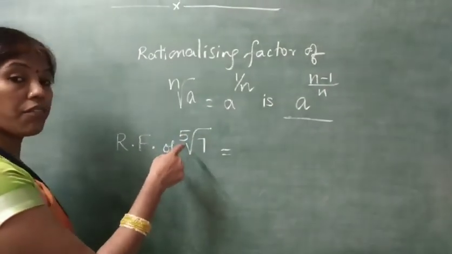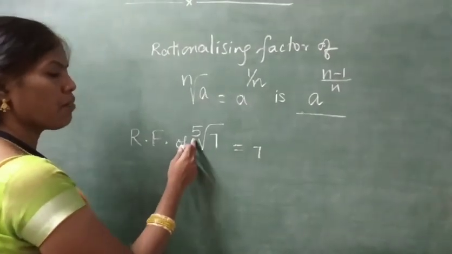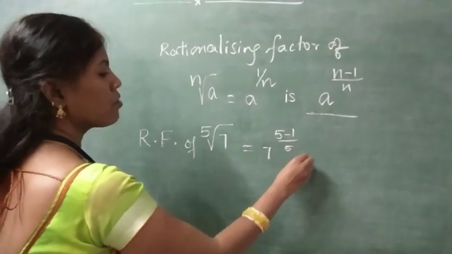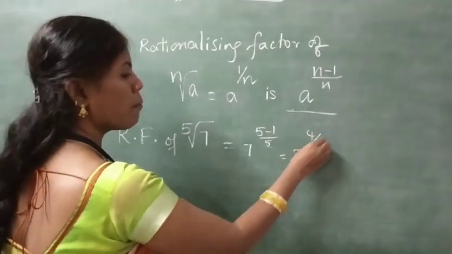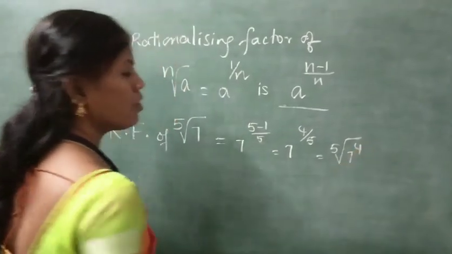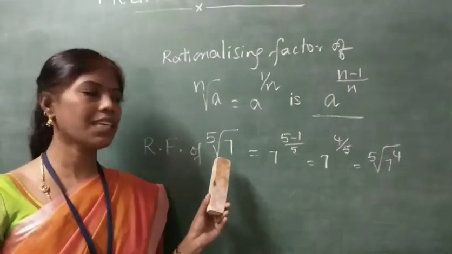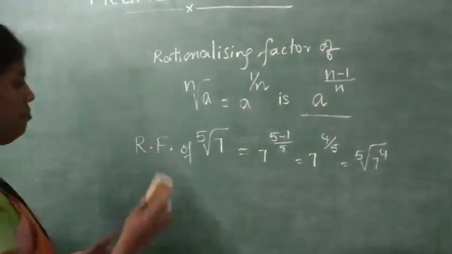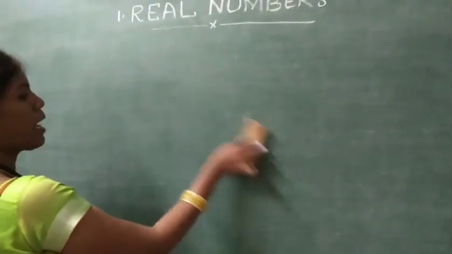So rationalizing factor of fifth root 7 is nothing but 7 to the power of, in the place of n what we are having? 5. So 5 minus 1 by 5. So 7 to the power of, 5 minus 1 how much? 4 by 5. It is nothing but fifth root of 7 power 4. So that is the rationalizing factor of fifth root 7. Now we will see one example.